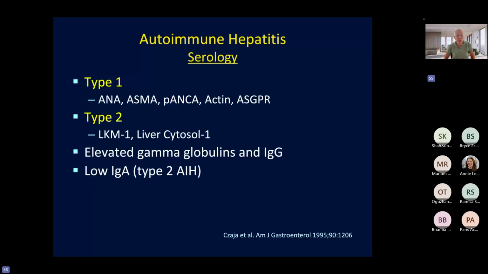The serologies, again, I'm telling you again that these are the serologies you're going to look at: ANA, anti-smooth muscle, p-ANCA, anti-actin, and the anti-sialoglycoprotein receptor. Type 2 is primarily anti-LKM. They all will have elevated gamma globulin. And type 2, interestingly, is characterized by a low level of IgA.